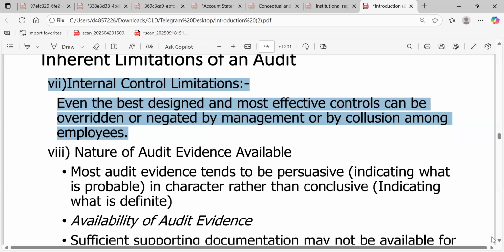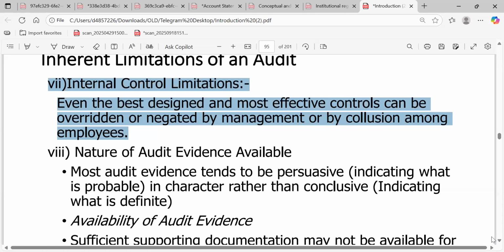The nature of audit evidence. You see, audit evidence is evidence that the auditor gathers in the process of what? Auditing. If this evidence is not conclusive, it becomes difficult for it to just be relied on. That's why we say most of the time audit evidence is persuasive. That is to say, it just gives a probable cause. Most of it is not conclusive in nature.